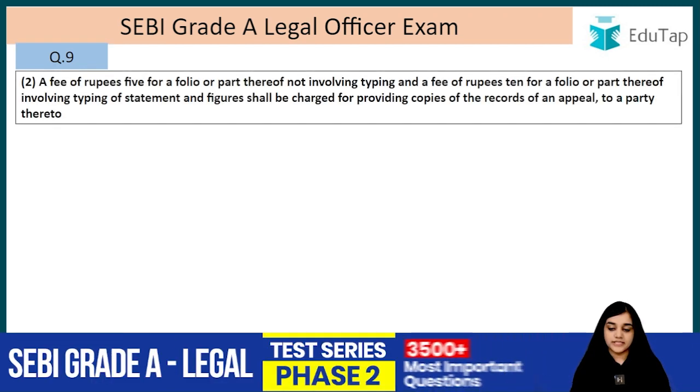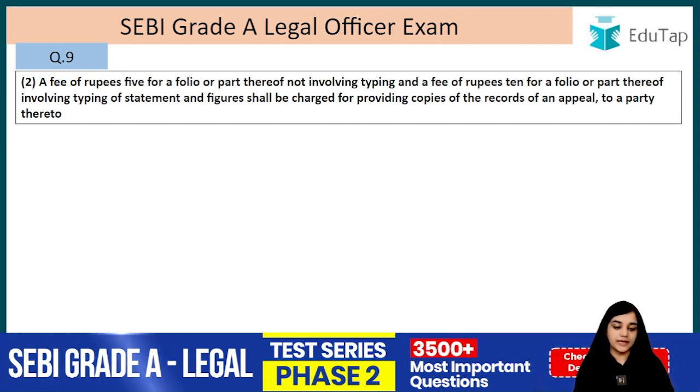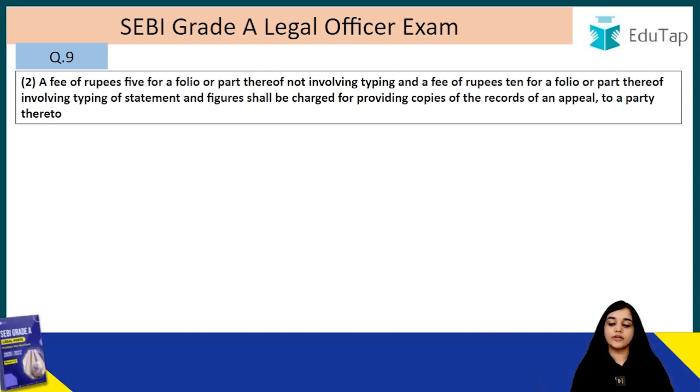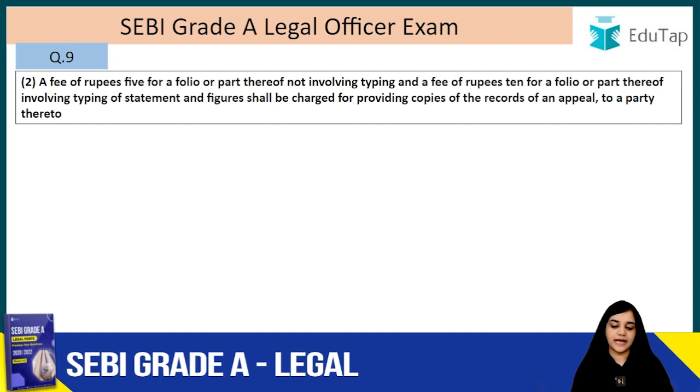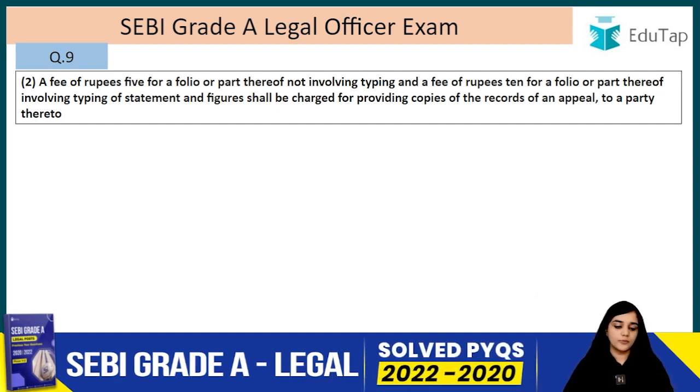So it is a fee of rupees 5 for a folio or a part thereof not involving typing, and a fee of rupees 10 for a folio or part thereof involving typing of a statement and figures shall be charged for providing copies of the records of the appeal to a party thereto.